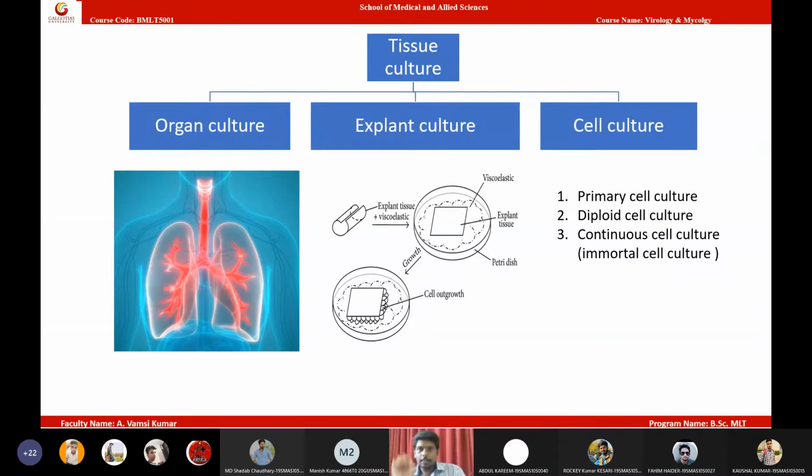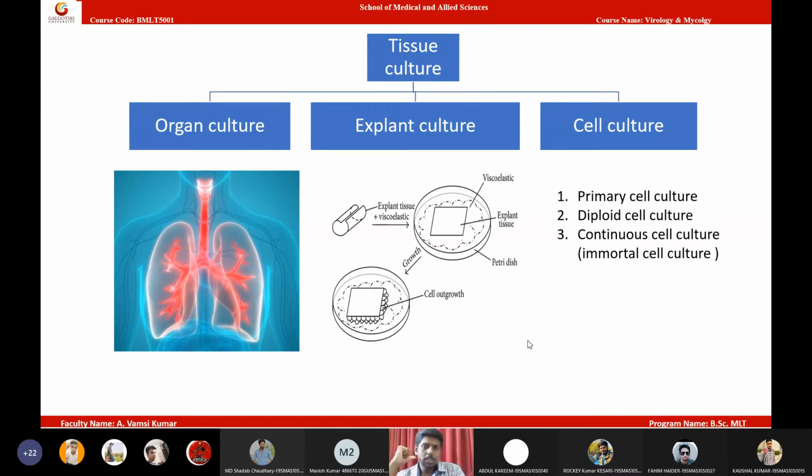Now I will tell one interesting thing in these tissue cultures. Are you following me, students? Yes, sir. Yes, sir. Okay, very good. Now listen, students.